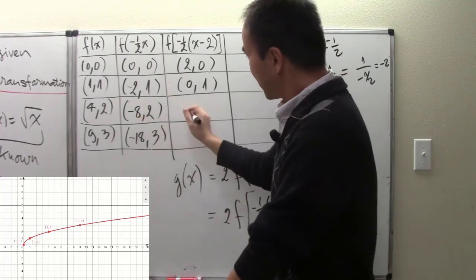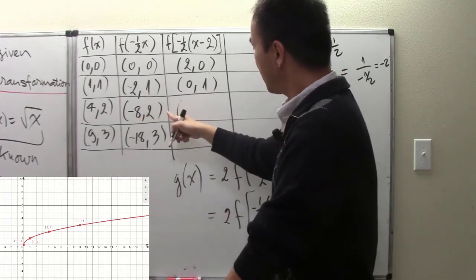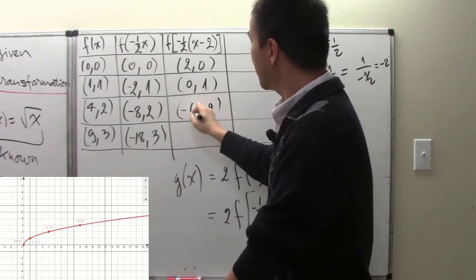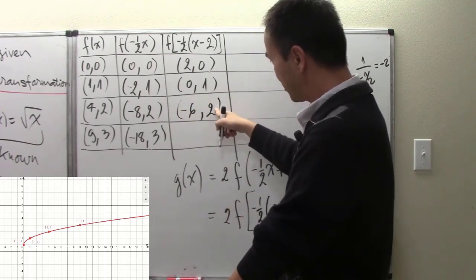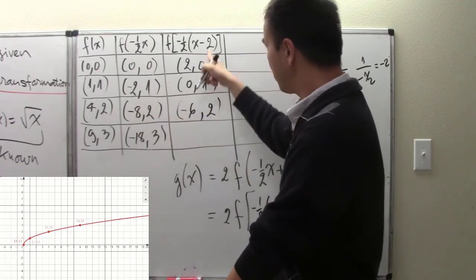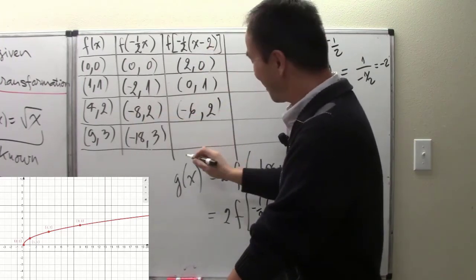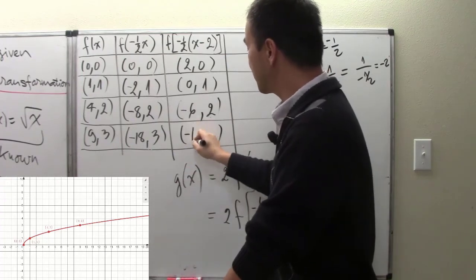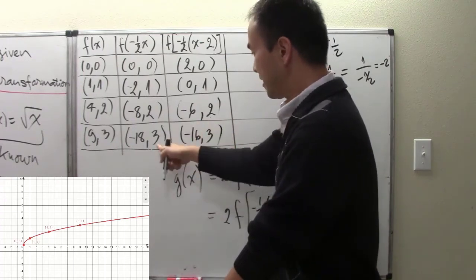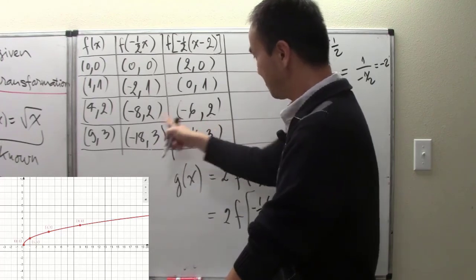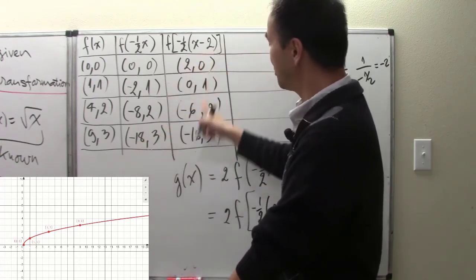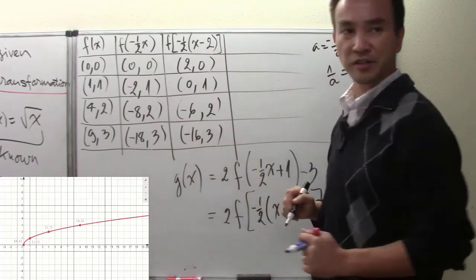So this next point, (-8, 2), is now transformed to (-6, 2). Okay, the y value stays the same. -8 plus 2 becomes -6. Okay, and the next one here is transformed to (-16, 3). The y value stays the same. -18 plus 2, the x value plus 2, produced -16.